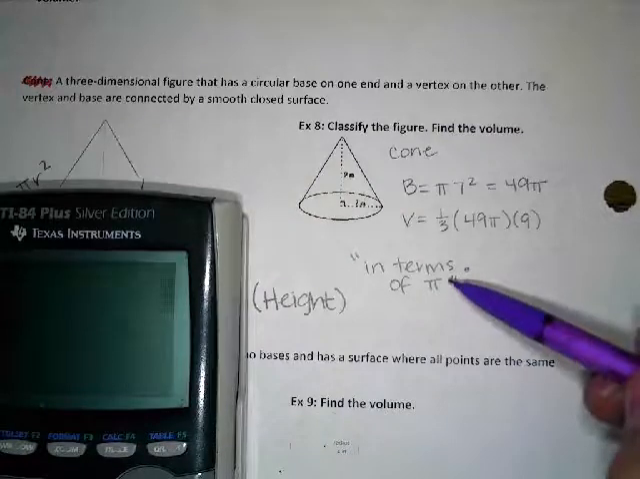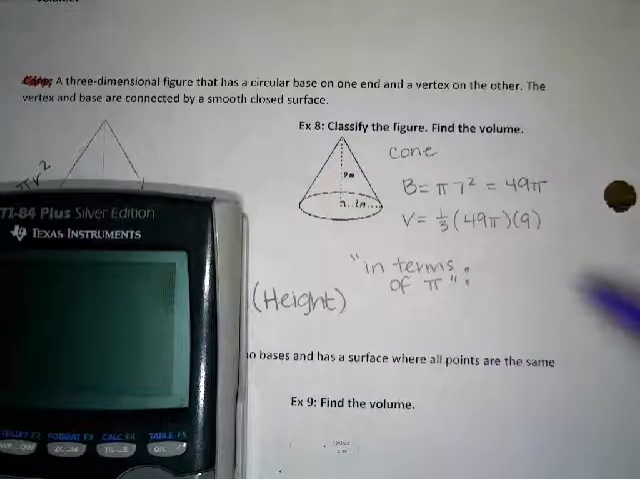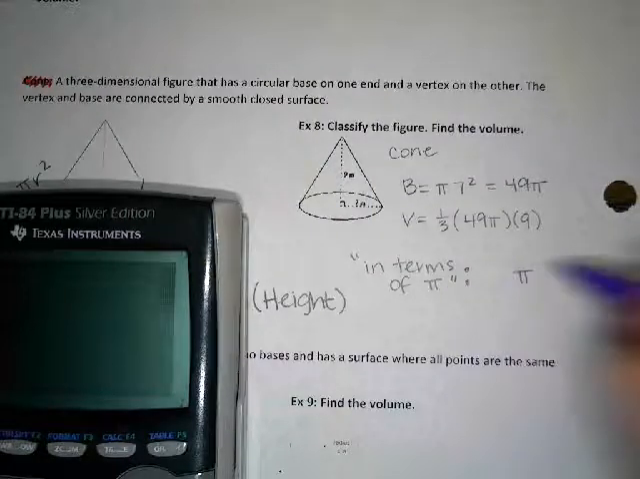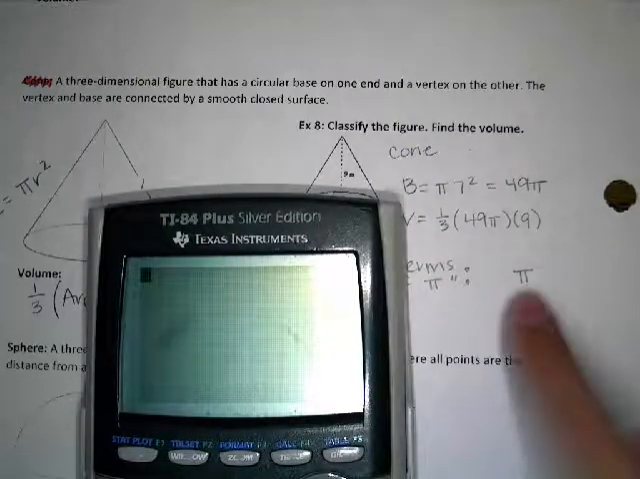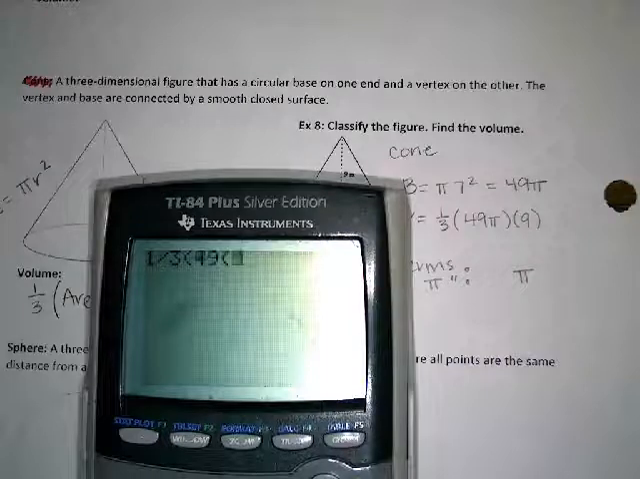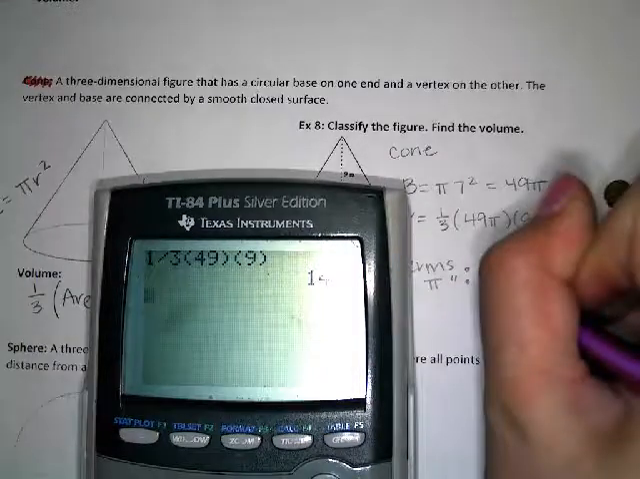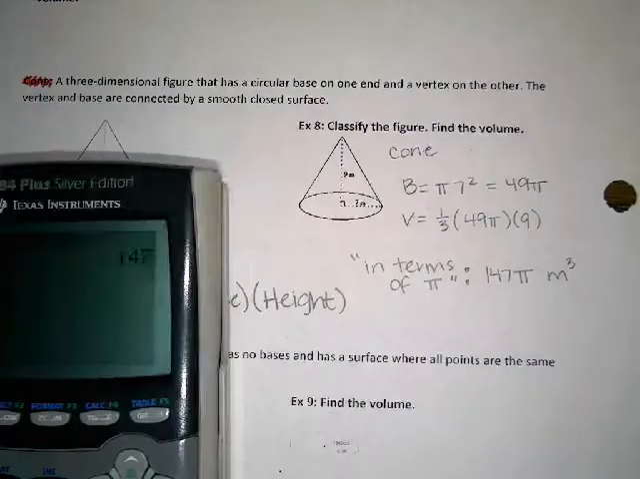So if the instructions tell you to write the answer in terms of pi, that means they want the exact answer. And if they want the answer in terms of pi, it means they want the pi written on your paper, but not plugged in the calculator. Okay? So I'm going to write the pi right here, which means I am not going to type it in the calculator. So I'm going to do 1/3 times 49 times 9. And I get 147. 147 pi meters cubed. So that's my exact answer. 147 pi. That's my in terms of pi answer.